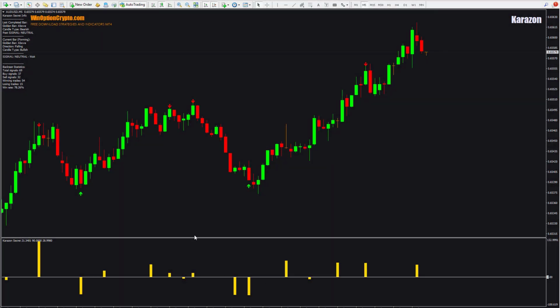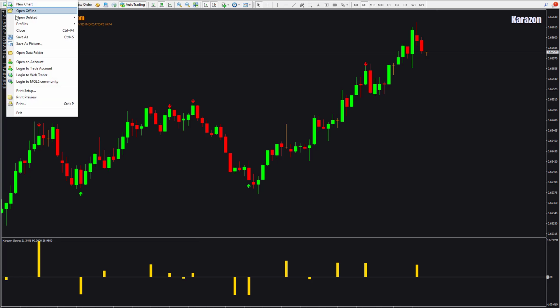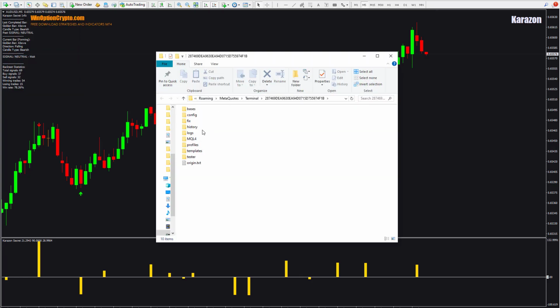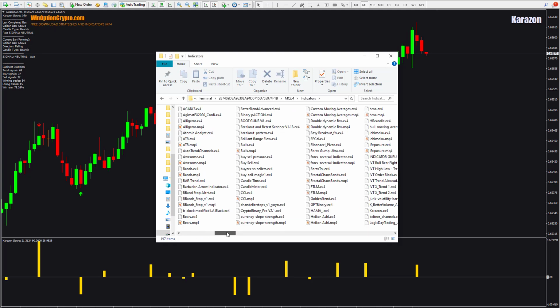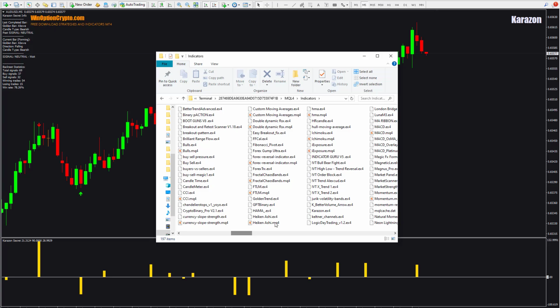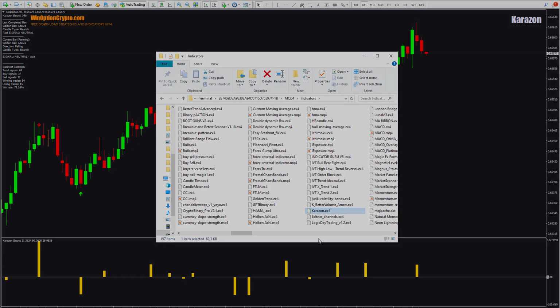Let's install the Karazon strategy in the MetaTrader 4 terminal. The strategy indicators and template with all the settings are installed in the standard way. The link to download the archive with this trading system and also the instructions for its installation can be found in the description under this video.